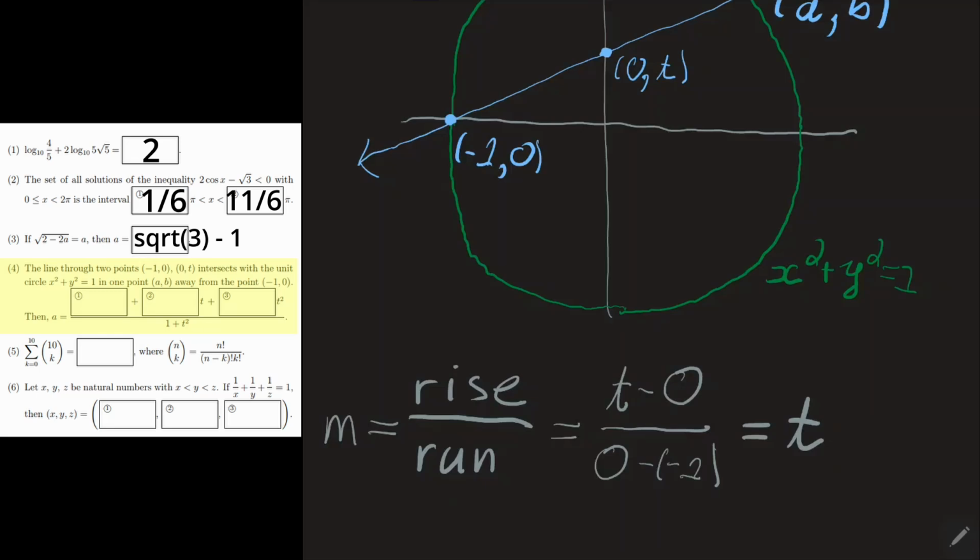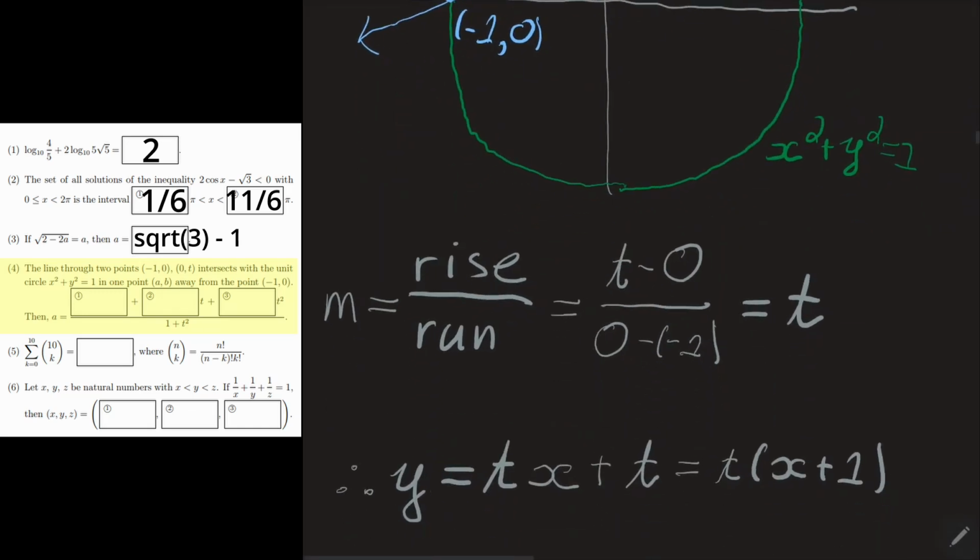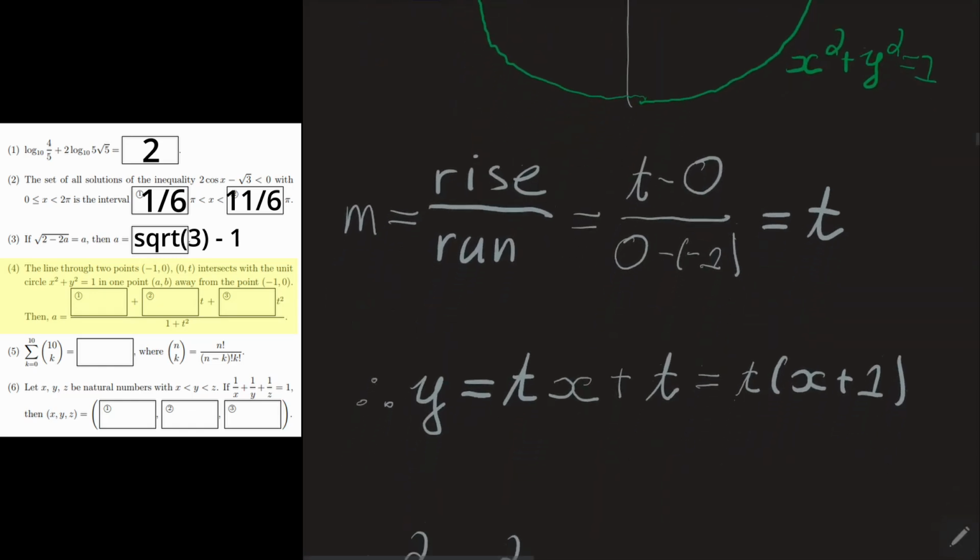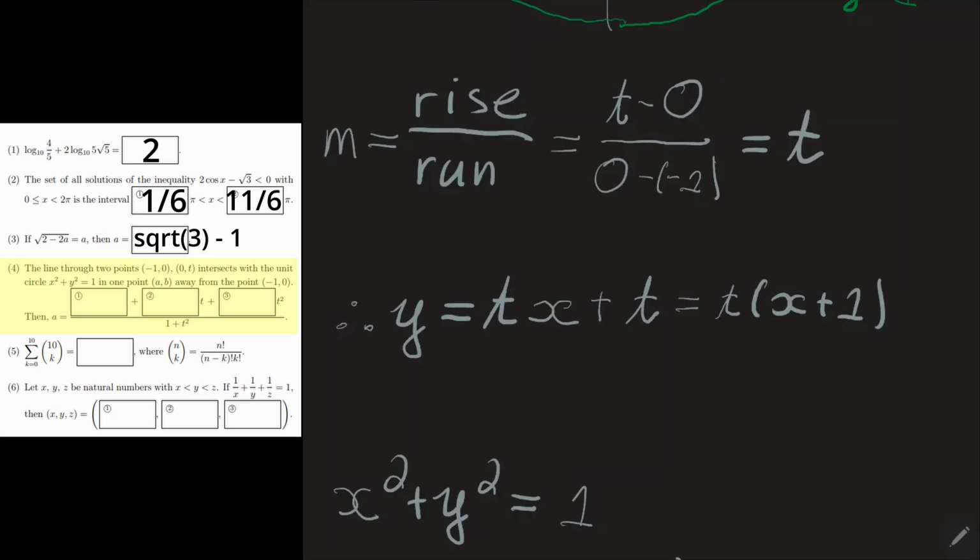And we know that the y-intercept of our line is also t, because y equals t at x equals 0. That's given in the question. So the equation of our line is y equals tx plus t, or y equals t times (x plus 1). So now we can plug this expression for y into the equation of the circle.